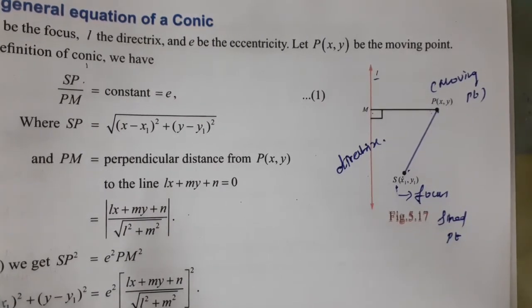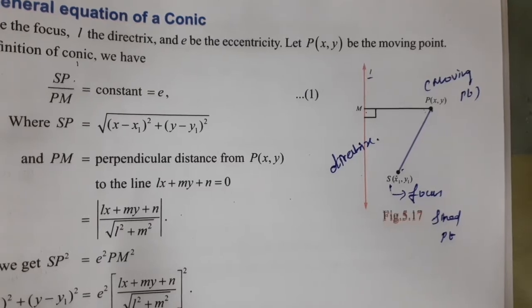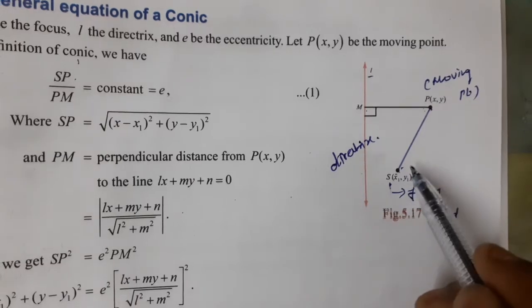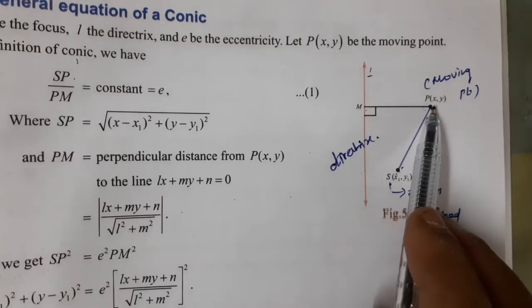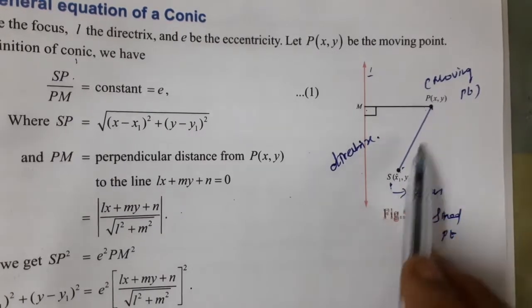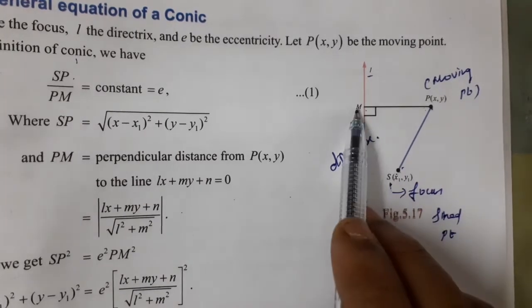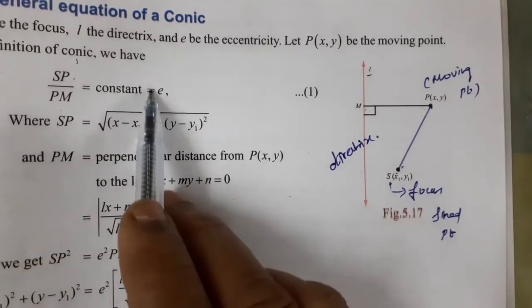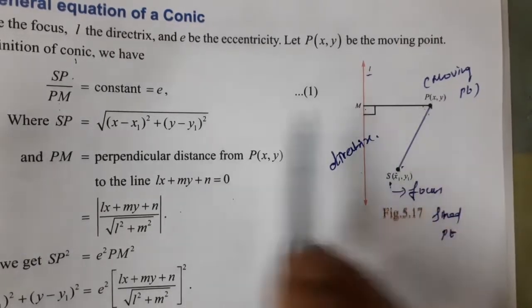What is a conic? A conic is the locus of a point which moves in a plane such that the distance from a fixed point gives a constant ratio to its distance from a fixed line not containing the fixed point. That is SP by PM, where PM is the distance from the moving point to the directrix, not from the focus. SP by PM equals a constant, and that constant is denoted by E. SP by PM equals E.